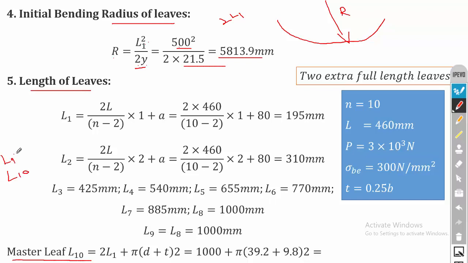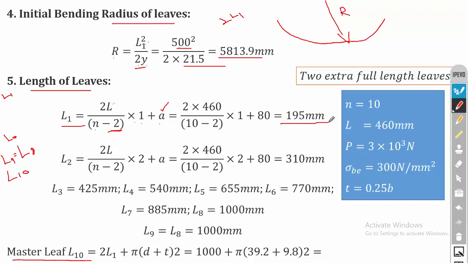Then L9 is equal to L8 because 2 leaves are full length leaves. So first we have to start from L1 to L7. L1 is equal to 2L divided by n minus 2, this 2 is for the 2 extra full length leaves, into 1 plus A. Here A is the bandwidth. So substitute the value of A and L.